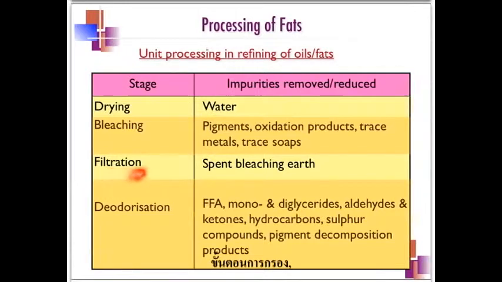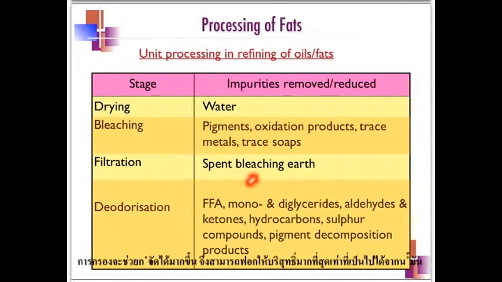Then the filtration step is basically to remove what we call spent bleaching earth, because bleaching earth actually exists in the form of powder or particles, insoluble particles. So after the bleaching process, the filtration will remove the residual bleaching earth as much as possible from the oil.